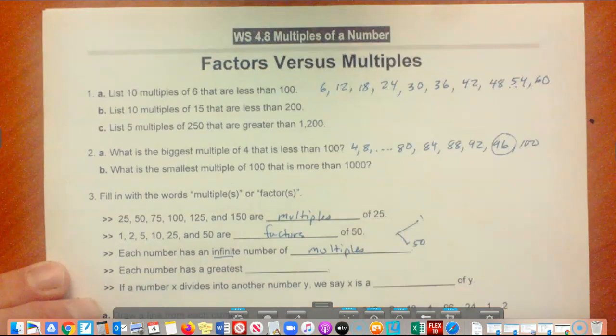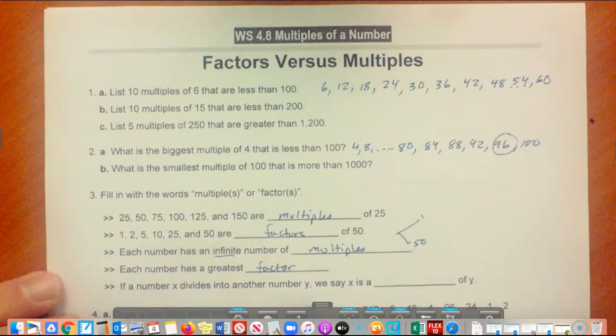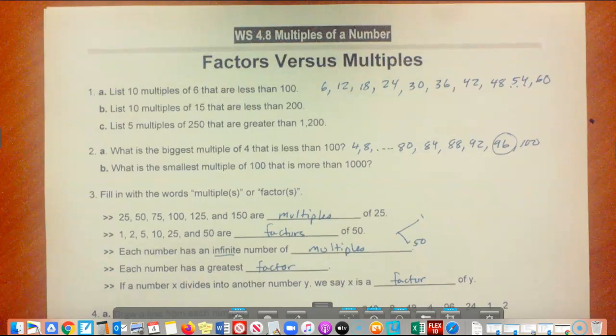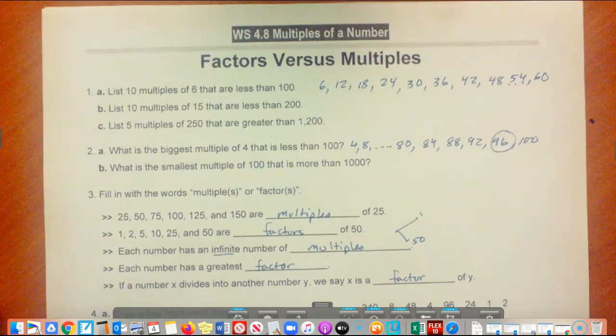Each number has a greatest factor. If number x divides into another number y, we say that x is a factor of y. In other words, if it goes evenly into a number y, we say that it is a factor. All right, I'll let you take a look at this on your own. Find all the factors of the given numbers. I'll just do one here, just make a factor tree.